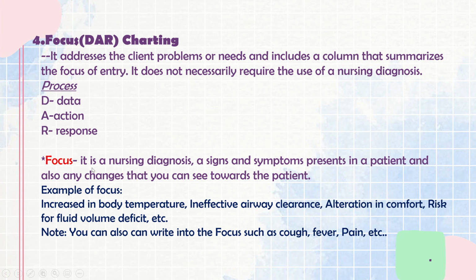So, let's start first. So, again, we have 3 columns, ano? Just to show you ito. We have 3 columns in charting for FDAR. So, again, this is the nurse's notes. And we have the first column is the date and time. The second is the focus. And then the third one is the DAR or yung data, action, and response. So yung date and time, again, nilalagay lang natin dyan kung ano yung date ngayon and the time of our duty.